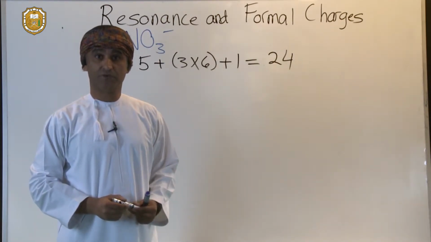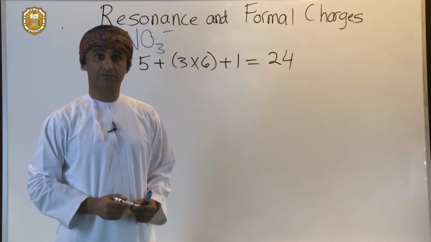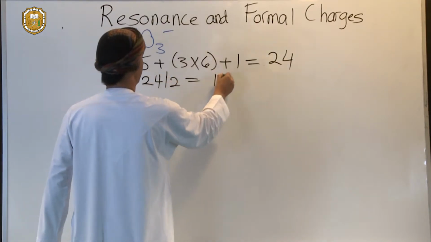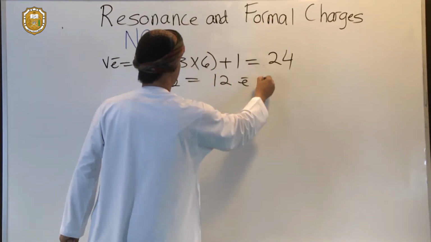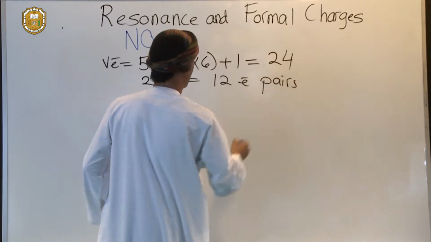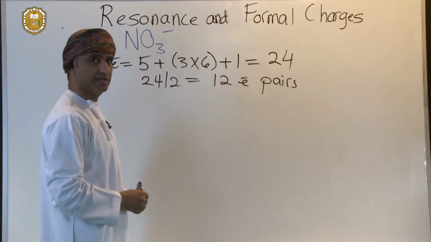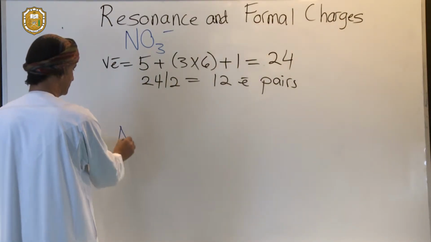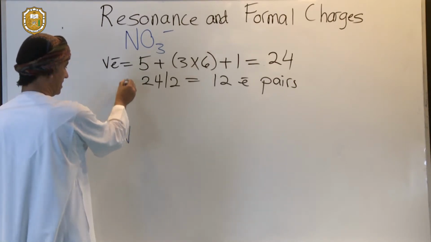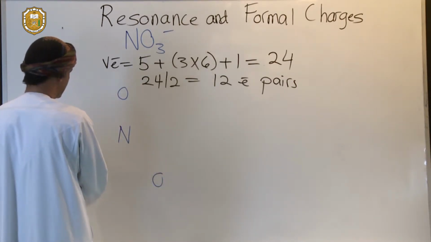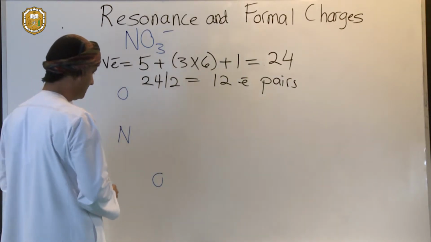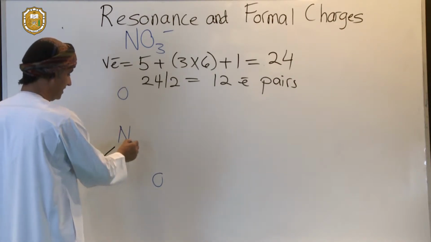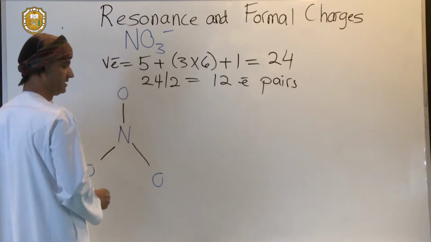If we divide 24 by 2, we get 12 electron pairs. So 24 valence electrons, 12 electron pairs. Let's begin with drawing the central atom to start with. So that's nitrogen. And then oxygen, there are 3 of them. So that's oxygen, that's second, and that's third. Next step would be to draw a single bond between the central nitrogen atom and each of these oxygen atoms.